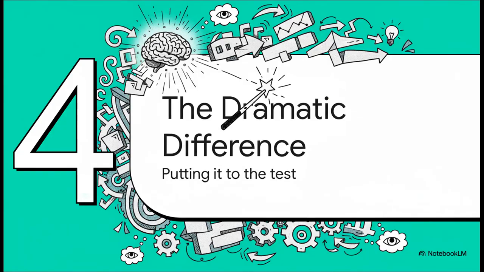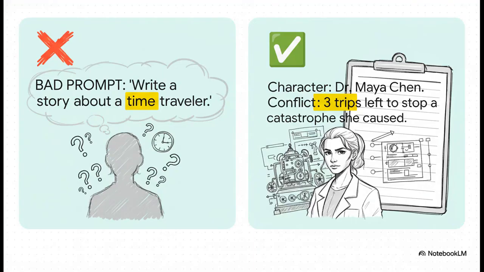Okay, now for the really fun part. Let's see how using this framework creates a just stunning contrast in what you get back. This is where the magic really happens. I mean, just look at this. It's a night and day difference. On the left, you've got this vague idea. On the right, you have a creative blueprint. We're not just asking for a time traveler story. We're giving it a character with a name, a unique conflict that creates real stakes. She ages 6 months with every single trip, and a deep theme to explore. It's the difference between asking for a drawing and handing over a detailed architectural plan.